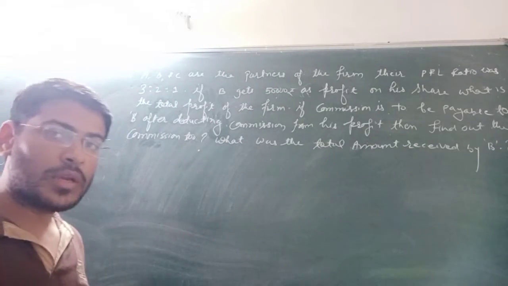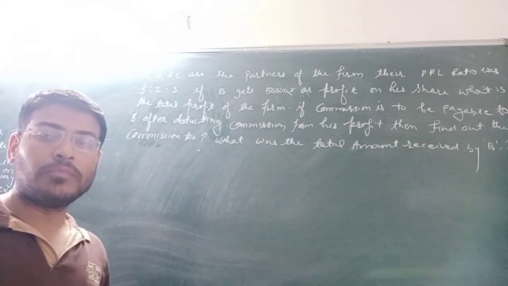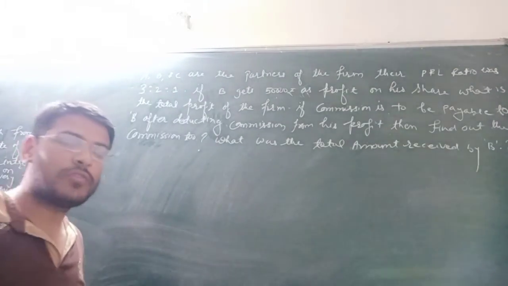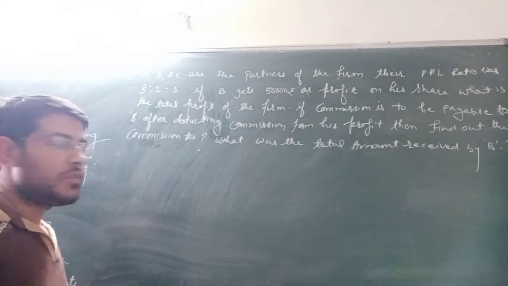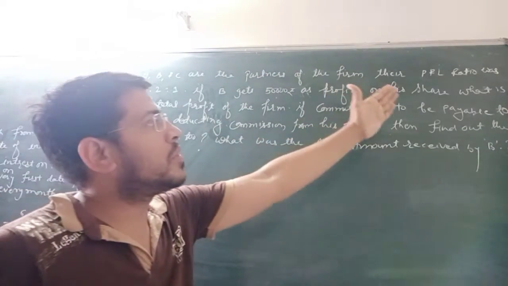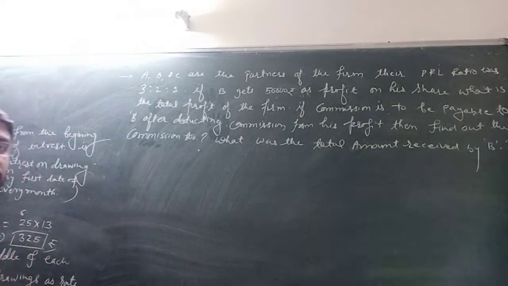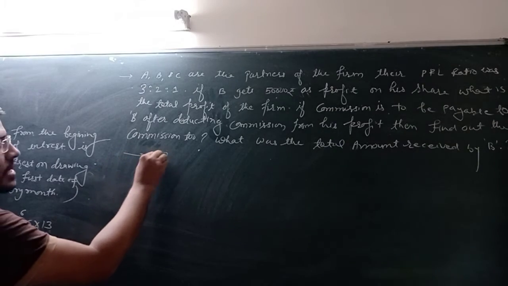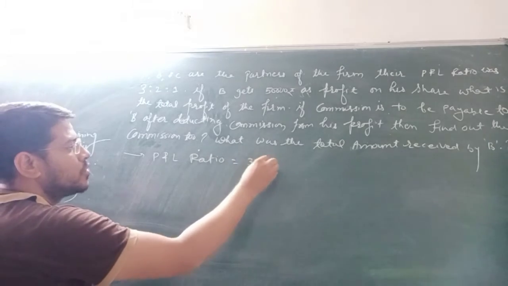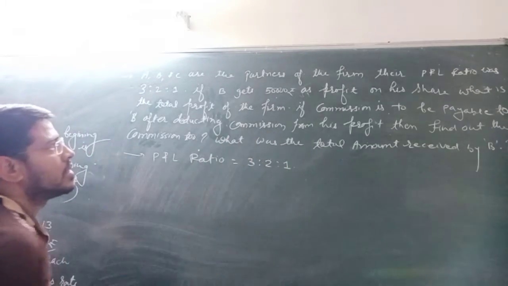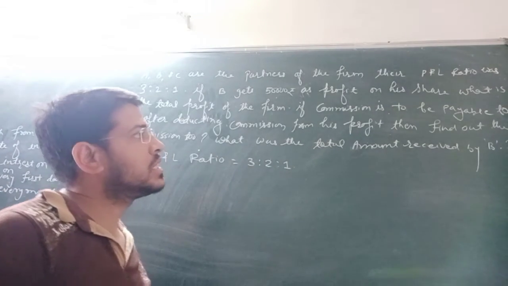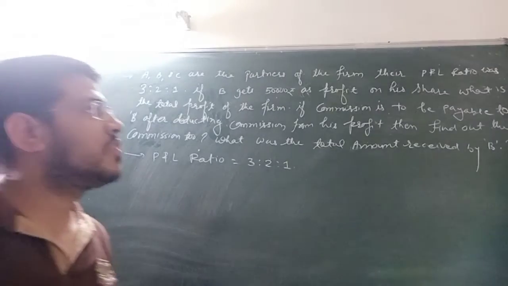Students, we are going to take one more example of partnership firm, chapter number 1 of 12th standard. What is given? A, B and C are the partners of the firm. Their profit and loss ratio was 3:2:1. So what is given? You have been given the profit and loss ratio, that is 3:2:1. And if B gets 50,000 as profit on his share, what is the total profit of the firm?